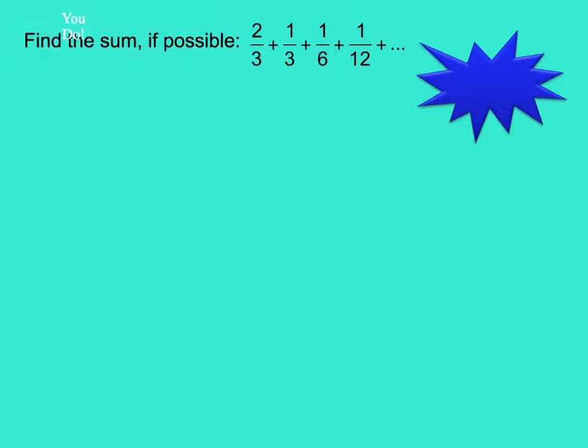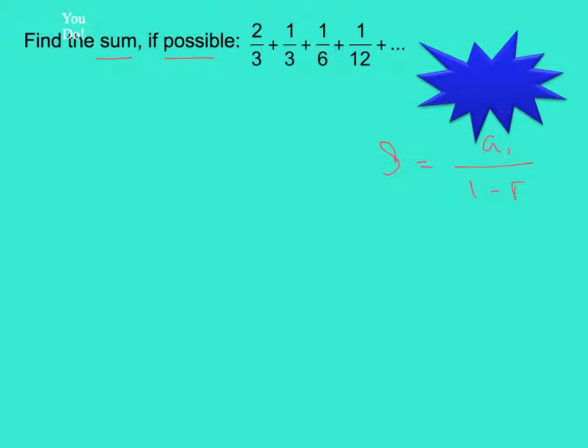Let's treat this like a you do. So if you're watching this video, take a second, pause the video, attempt it yourself, and then after you think you have the answer, press play and watch the video. Now I'm going to start solving. Okay, we want to find the sum here. That means, and if possible. So if it's possible, I'm going to get to use that sum formula. Sum equals a1 over 1 minus r.